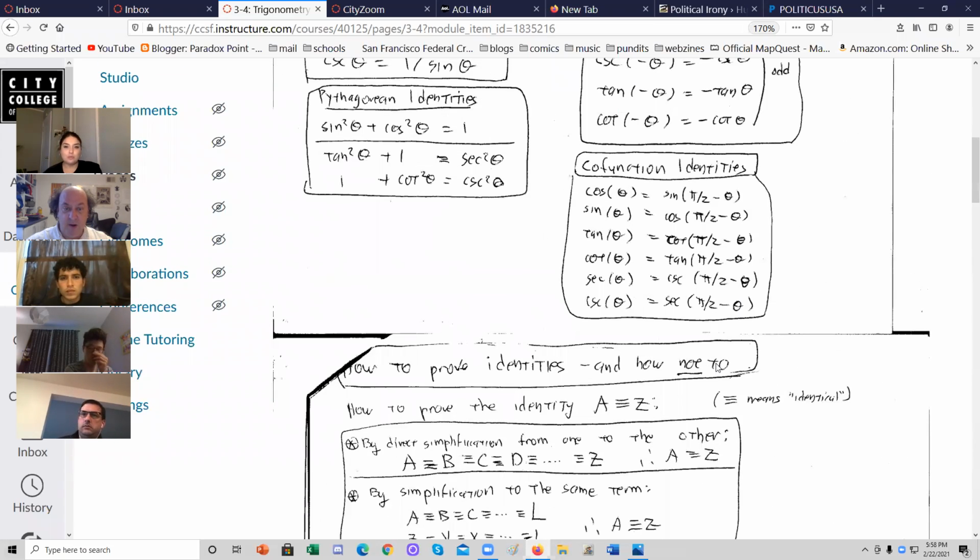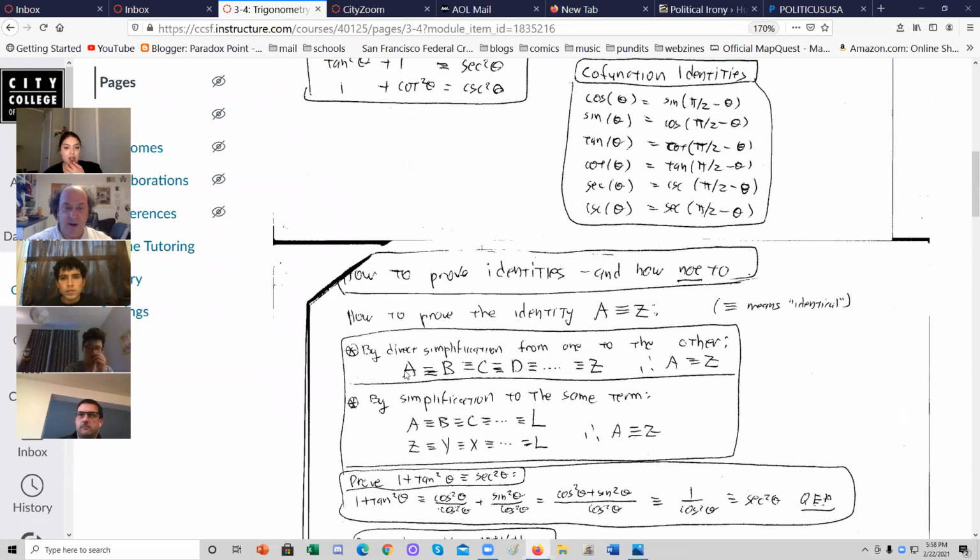So here are 2 methods to prove an identity. Just simplify one to the other, or simplify both ends to the same thing.